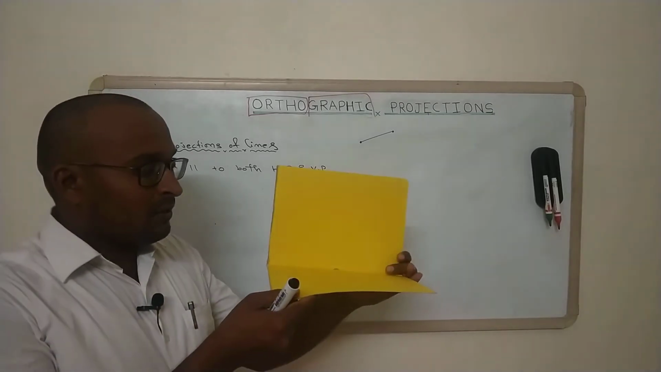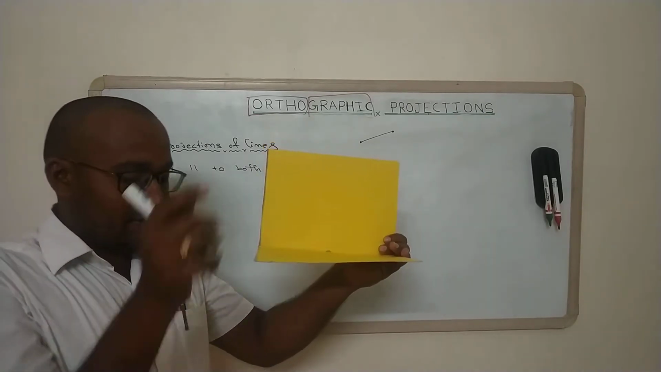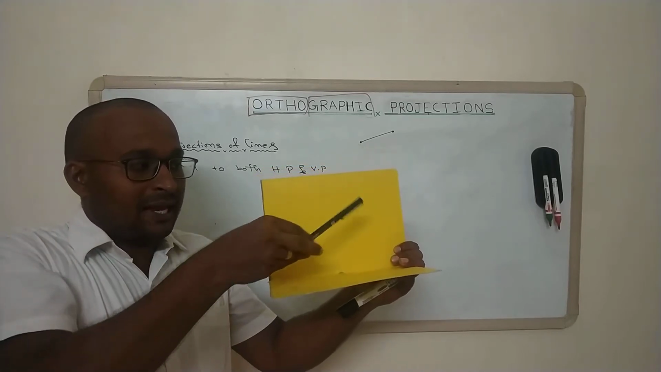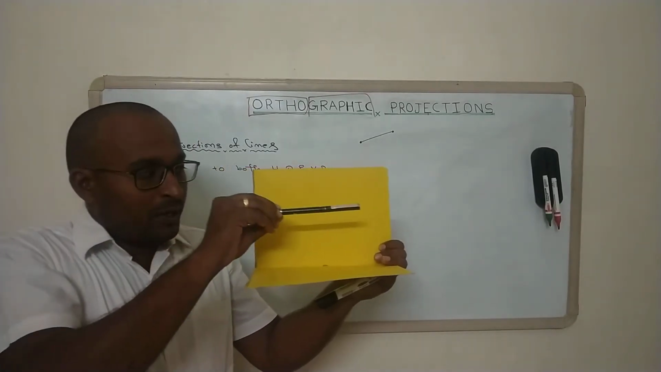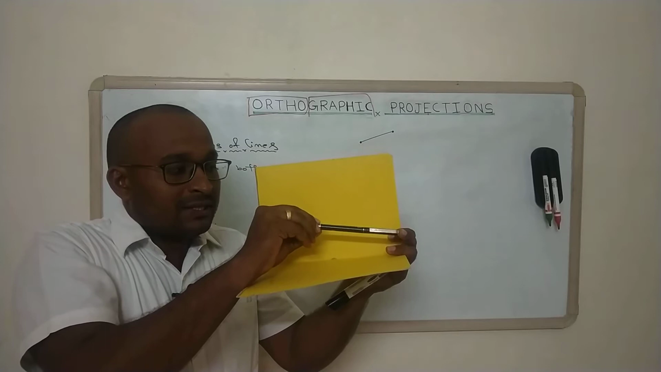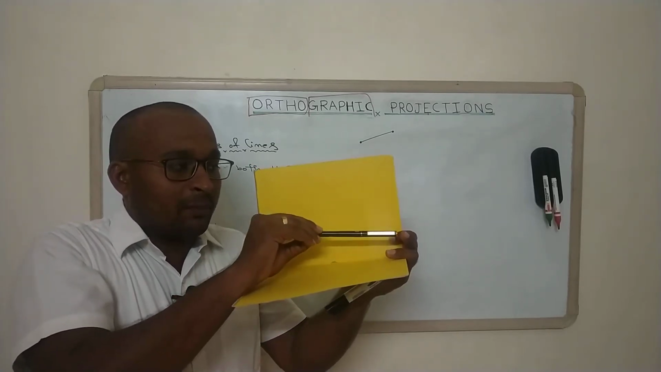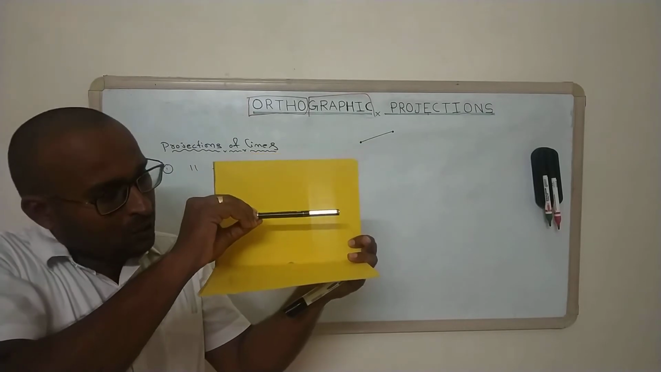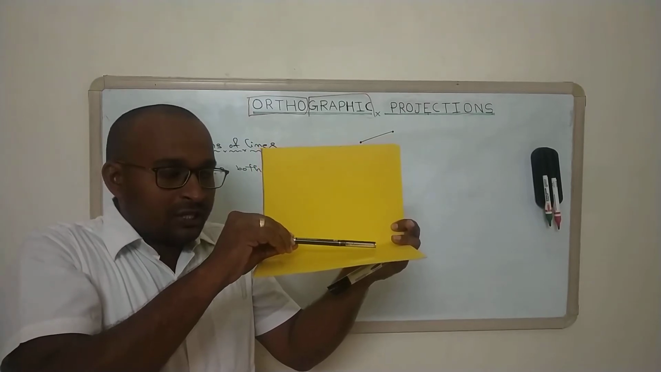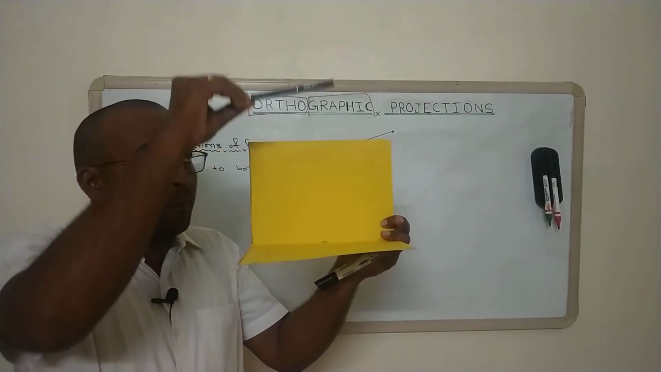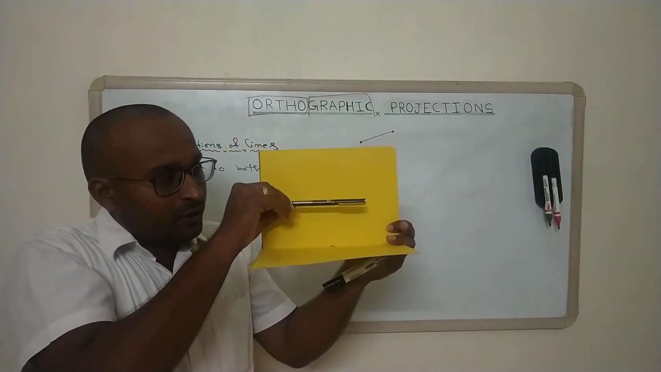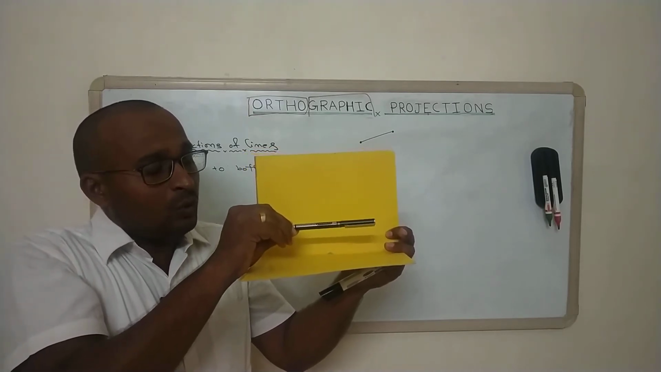Say, for example, if you have a horizontal plane and a vertical plane, and you want to place a line like this, let us imagine that this is a line. Automatically, the projections of end point A and end point B of this line will be projected onto the vertical plane, and in the same way onto the horizontal plane when we are seeing from the top. This is the way we place a line parallel to both the planes.